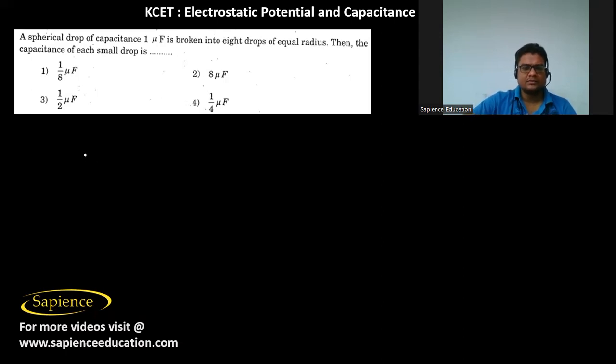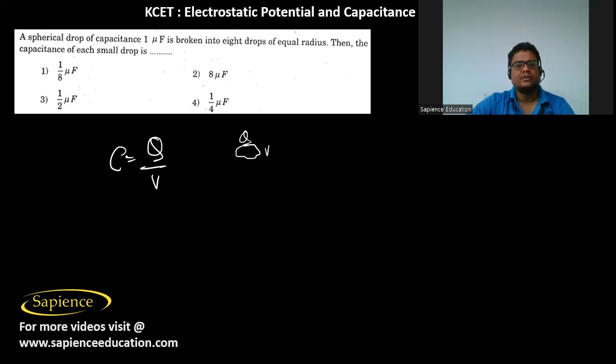So here we shall start from the very first question. It is told that a spherical drop of capacitance 1 microfarad is broken into 8 drops of equal radius. Then the capacitance of each small drop is. So we know that capacitance C is given as Q by V. If Q is the charge on some object and V is the electrostatic potential of that object, then the ratio of Q and V is called the capacitance C of that object.